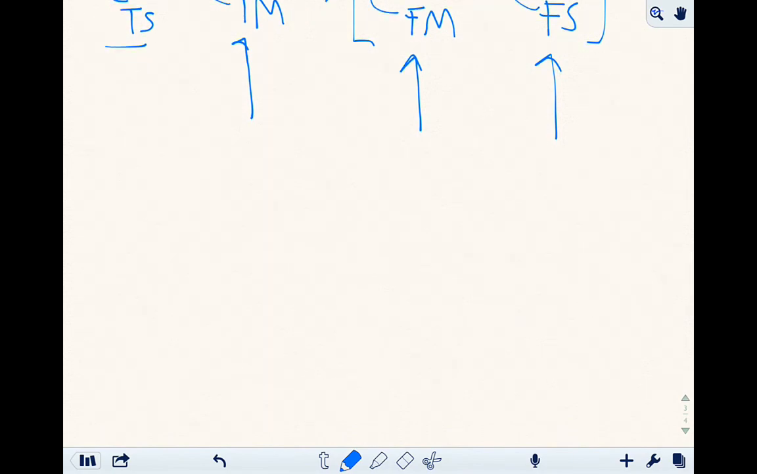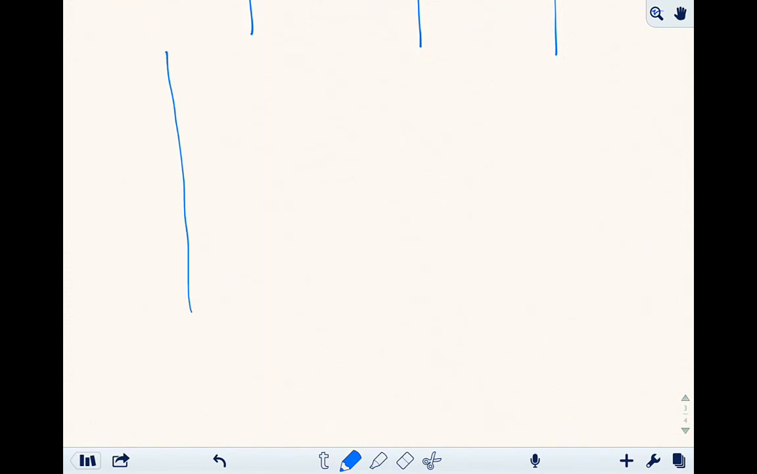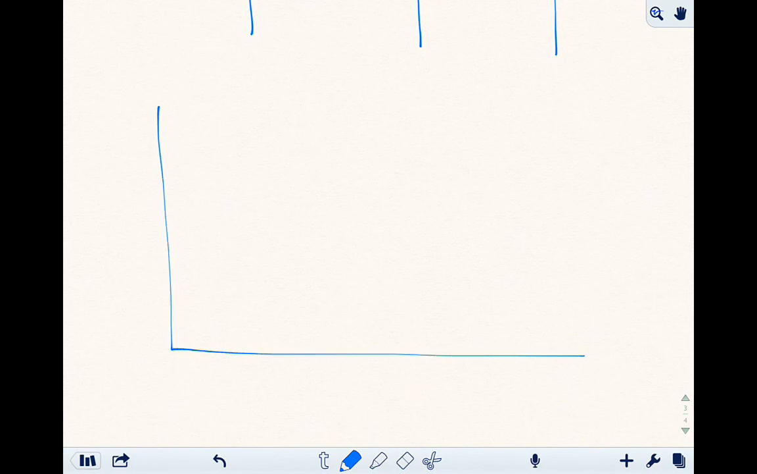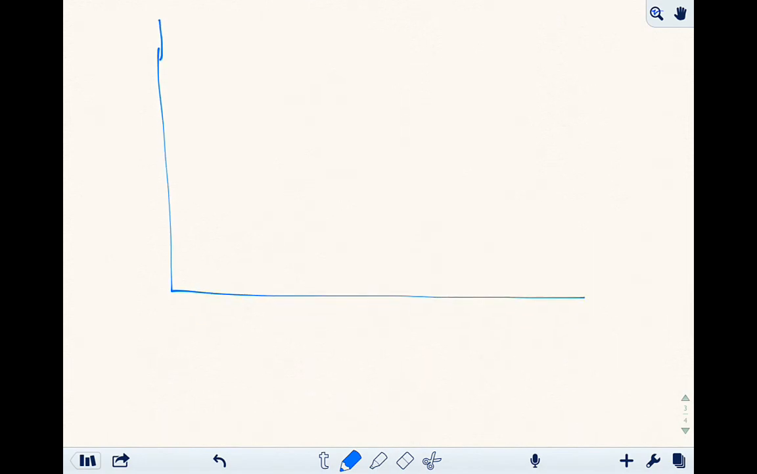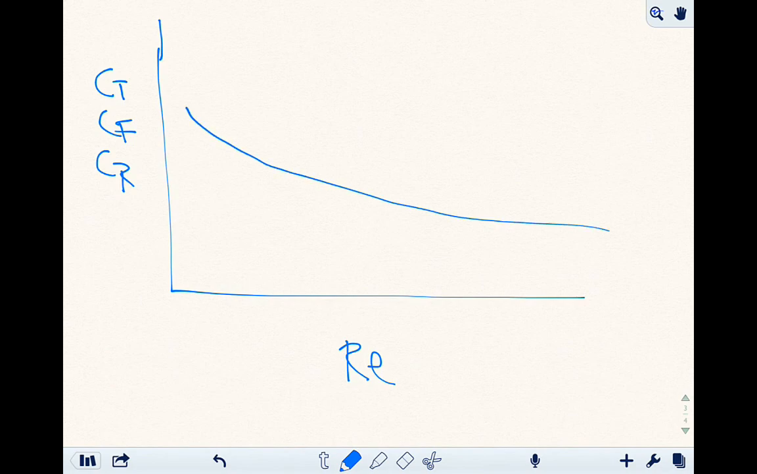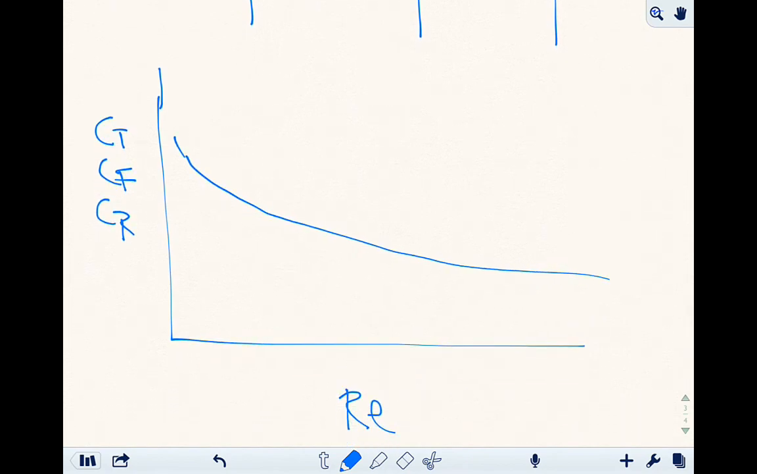Now what does this look like graphically? Let me draw a little axes here. Okay, so the x-axis is going to be Reynolds number. The y-axis is going to be any of these coefficients, CT, CF, CR, etc. If I draw a friction line, it might look something like this. We see it sort of decreasing with Reynolds number. That could be any one of the friction lines, and they're all fairly similar. When you plot them on top of each other, they tend to stray apart at very high and very low Reynolds number, but the middles are pretty close.